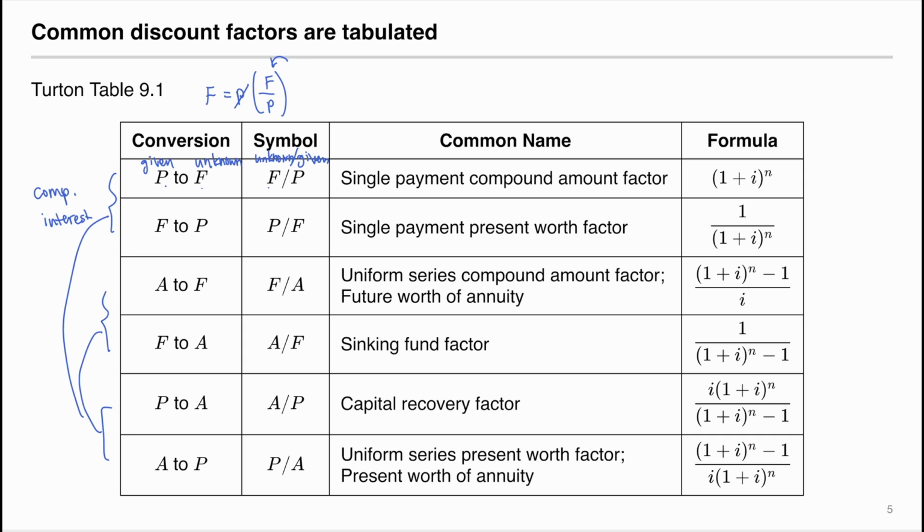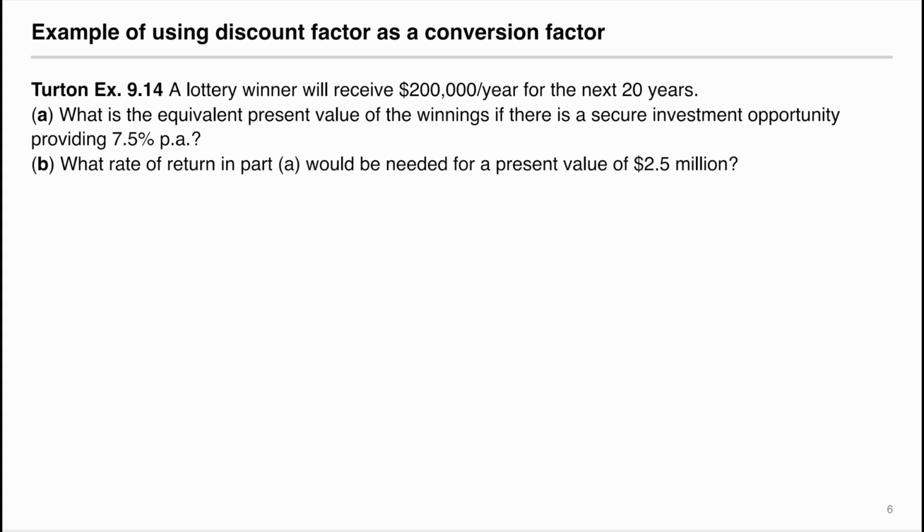So to use this table, if we know what value we want, which is the unknown, and know the value that we're given, then we can easily select a discount factor from this table, then plug in I and n, if we know them, and calculate the unknown value. Let's look at an example for using the discount factor.